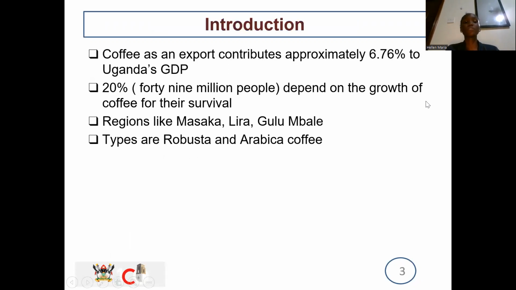So we all know that coffee is one of those exports we deal in Uganda, and it contributes approximately 6.76% to our GDP. And we have around 49 million people growing this coffee all around Uganda, Masaka, Lira, Gulu, Mbale, Mukono, in different areas. And coffee usually dealt in is Robusta and Arabica coffee.